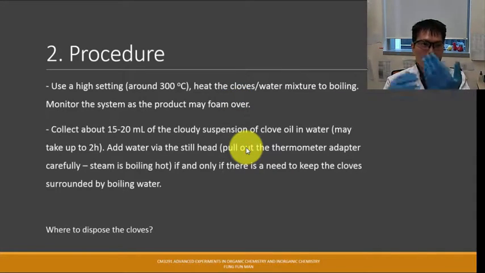Okay, as the reaction progresses, you also need to collect your product, about 15 to 20 ml of the cloudy suspension that contains your clove oil in water. Take note, what you collect here is not pure. It is a mixture of clove oil in water.